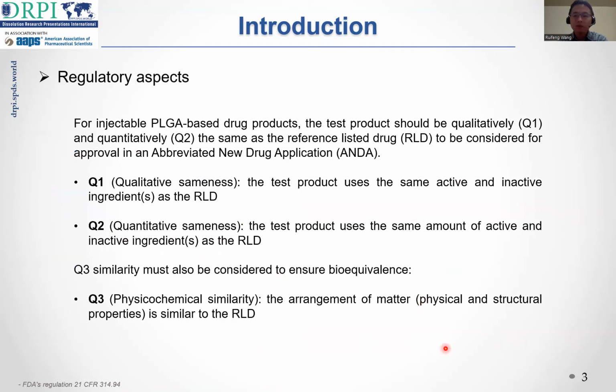For complex drug products such as PLGA-based drug products, the FDA requires the generic product should contain the same active and inactive ingredients in the same dosage form and concentration as the RLD. However, for complex drug products, Q1, Q2 similarity is not always sufficient. The Q3 similarity must also be considered. The arrangement of matter can also affect the drug product performance.